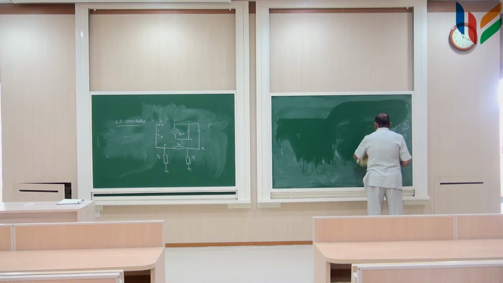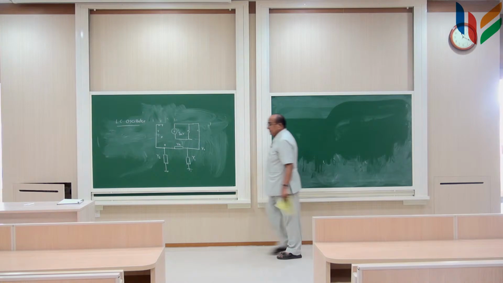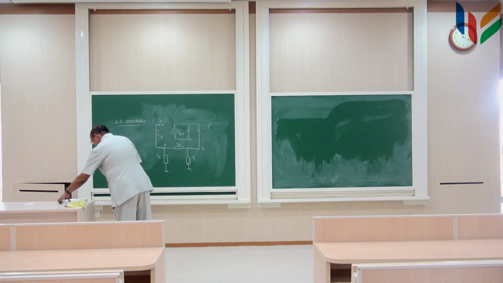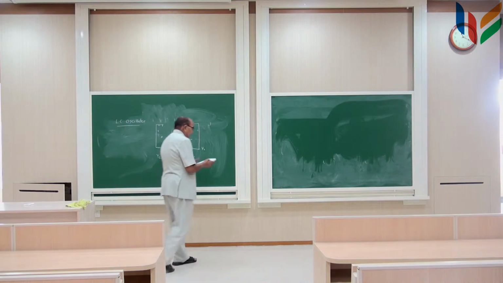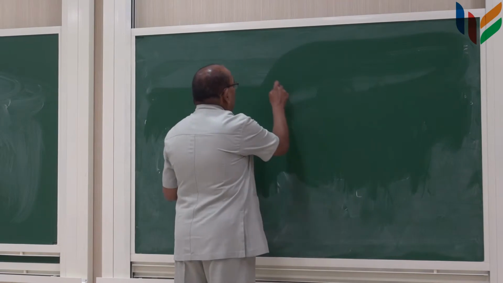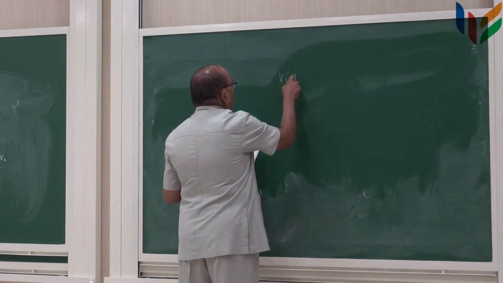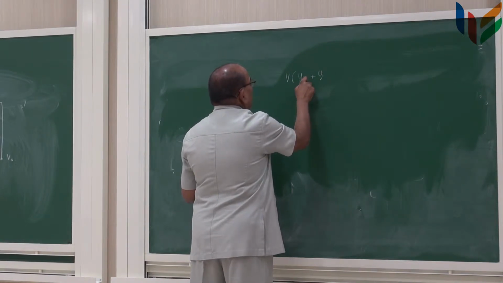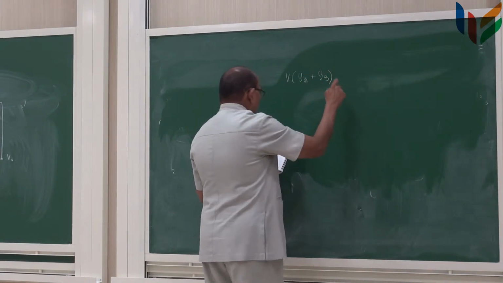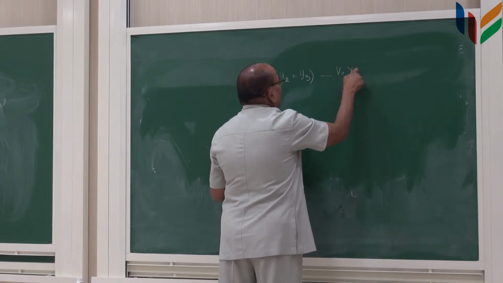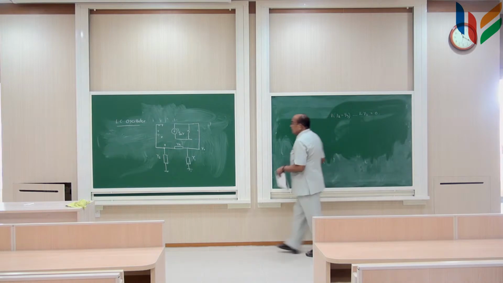This is a very generic structure of these LC oscillators. And if you write down these two equations, you get V into y1 plus y3, y2 plus y3, minus V0 y3 is equal to 0. This is the node equation at this point.